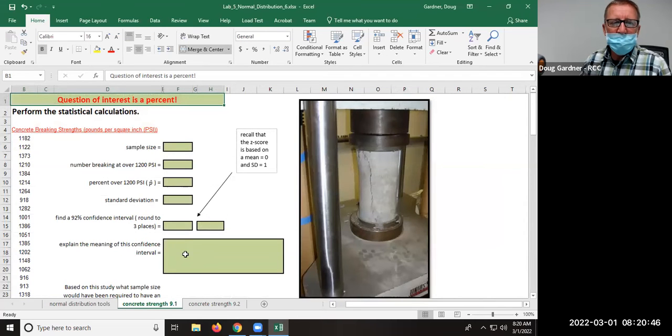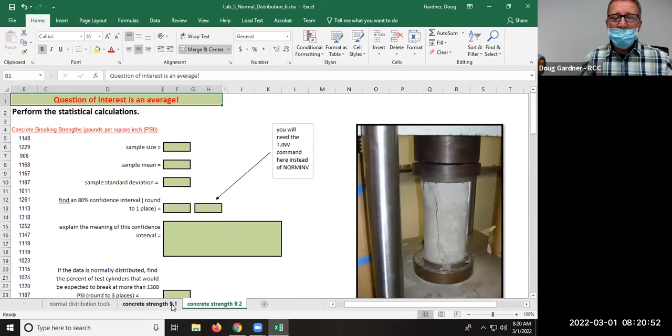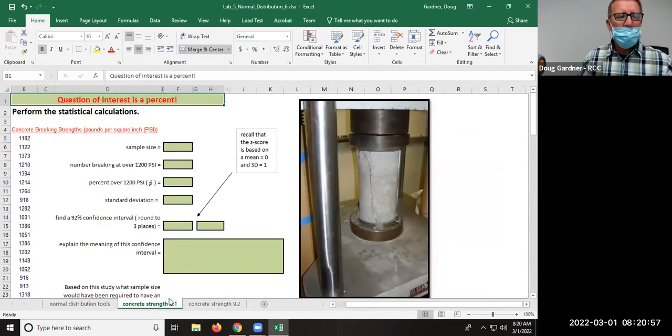Now, let me just introduce these next two problems. Notice there's a 9.1 question and a 9.2 question. We're looking at all of chapter 9 at the same time. Notice at the top here, the question of interest. What is this person curious about?